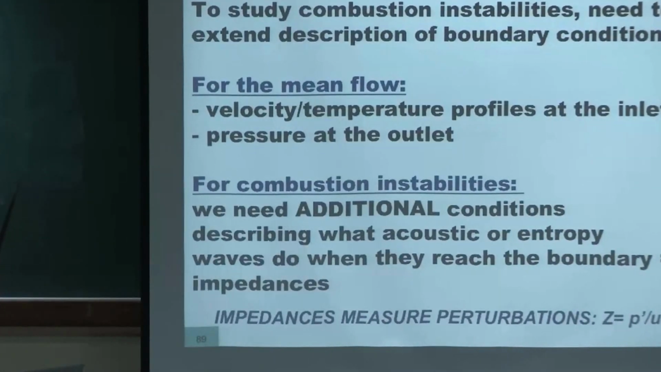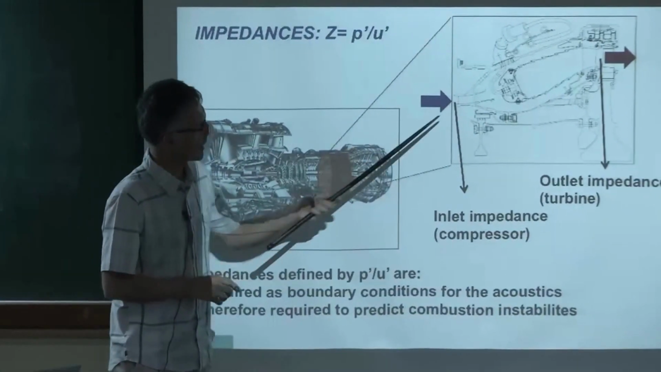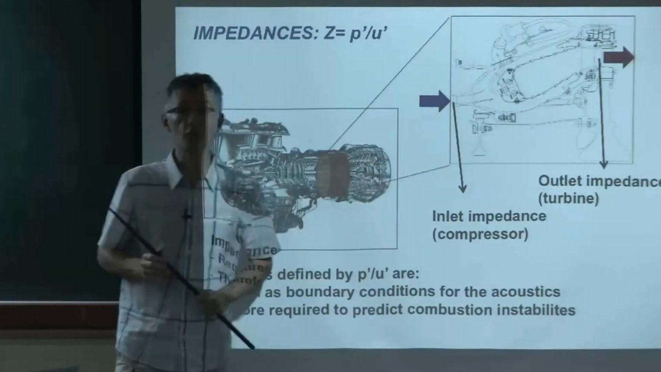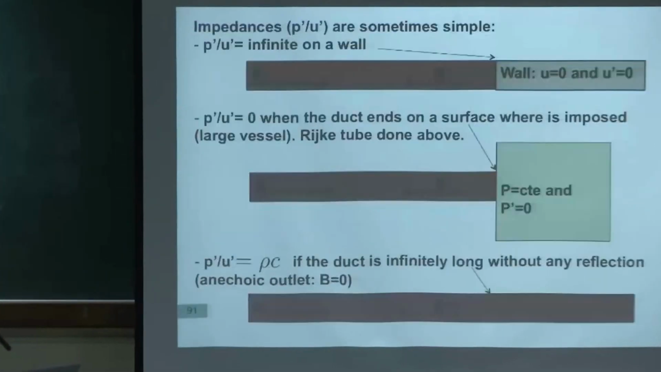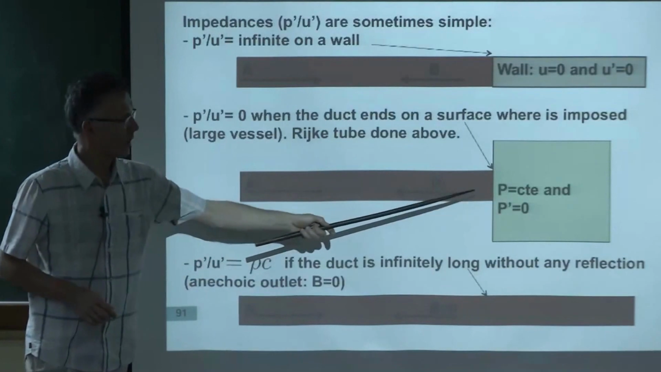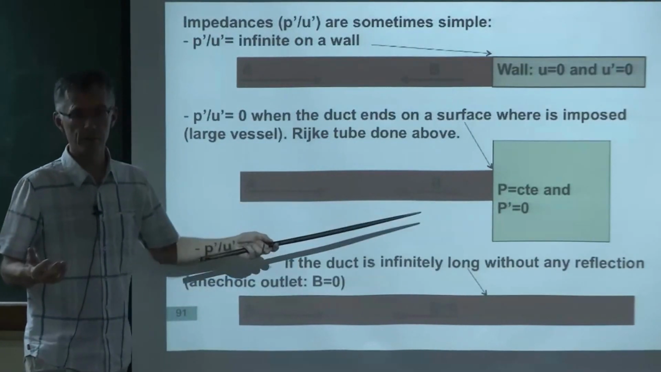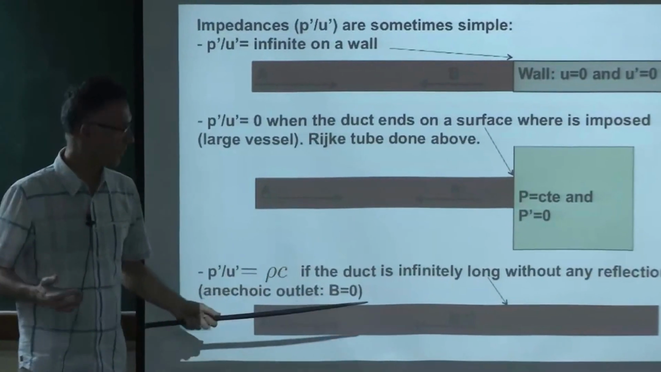because they will change the results. So the impedances in a real gas turbine, of course, are difficult to specify, because they depend on what's going on both sides. There are a few cases where I've already shown you that. The wall, the impedance is infinite. The atmosphere, the impedance is 0. The case where there is no reflection, the impedance is equal to rho C.